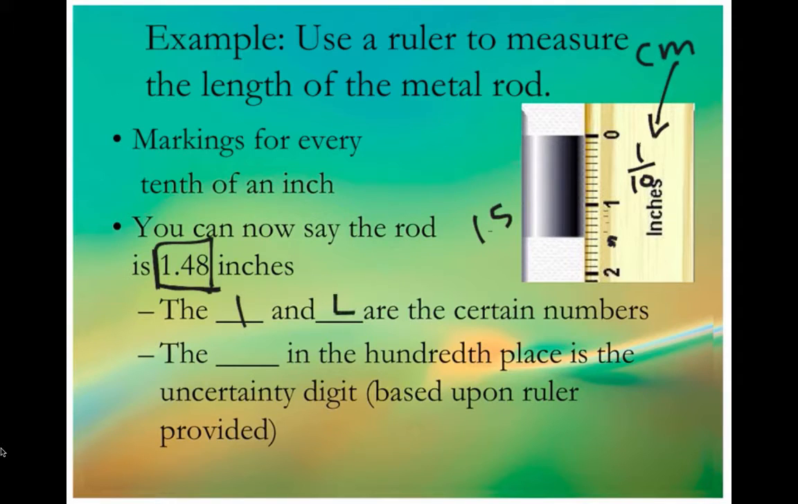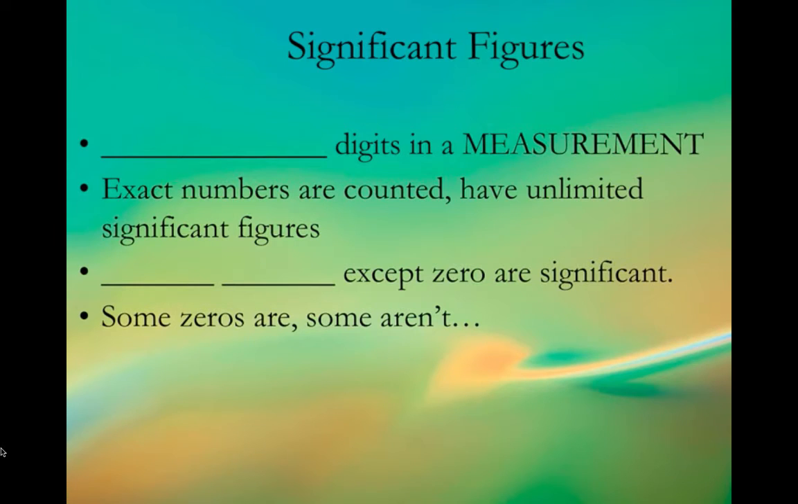So the 1 and the 4 are certain numbers because I have a mark for that. But the 8 in the hundredth place is the uncertain digit based upon the ruler that we're using. That was my estimate. You might have guessed 1.47 or 1.49 or something similar, but not exactly the same, because it just depends on your interpretation of that measurement. So significant figures are the digits that we know for sure, plus that one extra estimate.